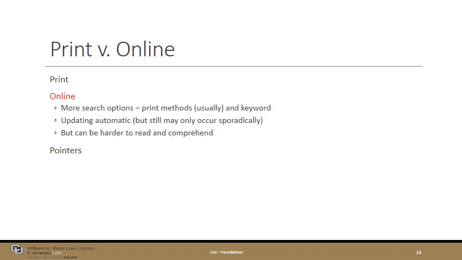For online format, you'll have more search options. Typically now, publishers provide the same search options as they do in print. In other words, you can get to an online index or an online table of contents. But of course, you can now keyword search the online publication itself.